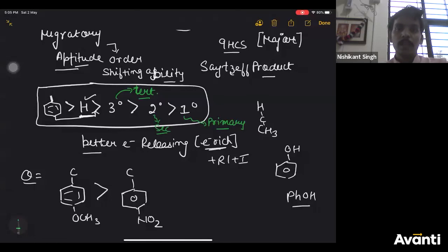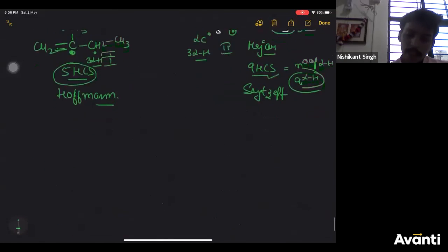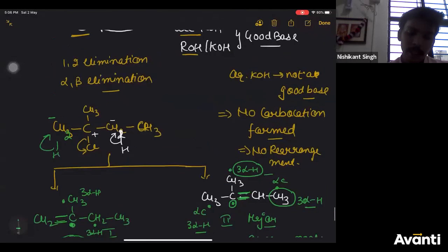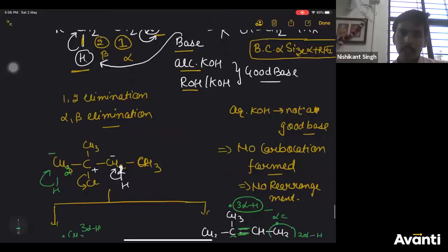Does alcoholic KOH take H plus, or only help in breaking the CH bond? It takes H plus. See, I'll tell you, Netra, see carefully. I didn't discuss the mechanism of it here clearly because it comes in elimination reactions. I just wanted to tell you the role of the reagent.